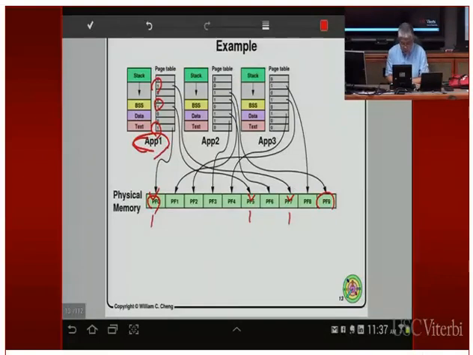Process number 2 has 1, 2, 3, 4 active, so this belongs to 2. This one belongs to 2, this one belongs to 2, and then this one belongs to 2. And the third one has 3 pages that are active, 3, 3, and 3. So all the pages are used.